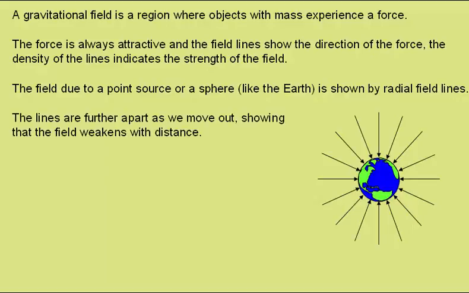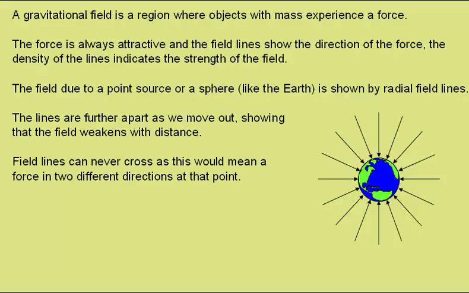The lines are further apart as we move out. Here, for instance, they're further apart than here, and this shows that the gravitational field of the Earth weakens as we move away from it. Field lines can never cross, as this would mean a force in two different directions at that point.